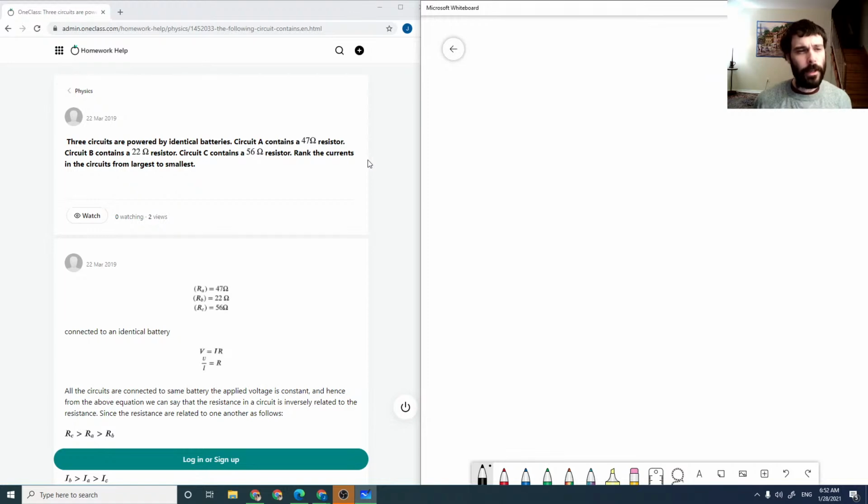All right, so here we've got 3 circuits powered by identical batteries. And each contains differing resistors. So by Ohm's law, we have V equals IR, or I equals V over R. That means that our current is going to be inversely proportional to our resistance. So the greater the resistance, the smaller the current.